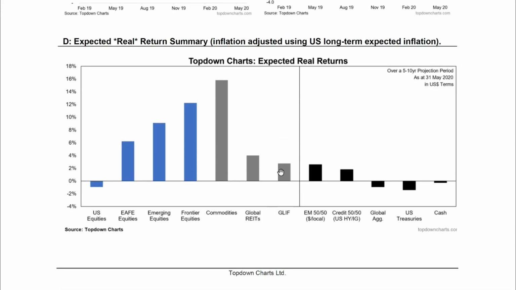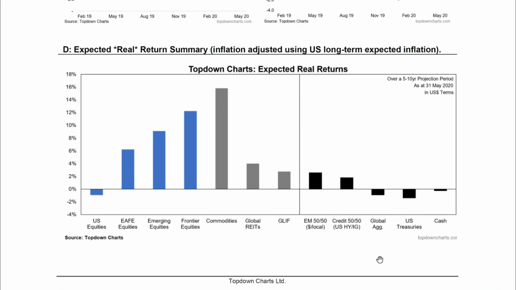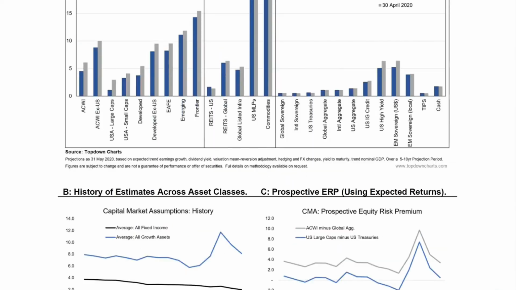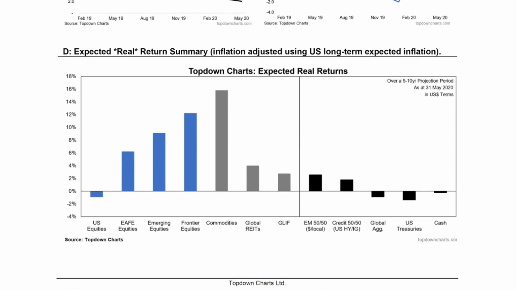And the last chart here is designed to be basically a condensed version of that chart, and it provides a good summary across some of the major assets. So US equities, developed ex-US or EFI, emerging frontier, commodities, global REITs, global listed infrastructure, emerging market debt, which for this is 50-50 hard dollar and local currency. In credit, again, it's 50-50 US high yield and IG, investment grade. The global aggregate, which I just talked about, US Treasuries and cash, and these are real returns, so taking off the long-term expected inflation.